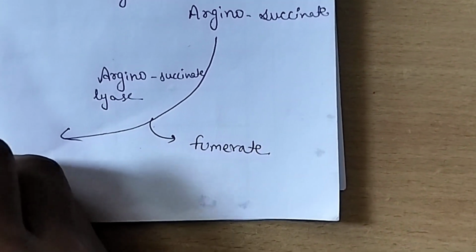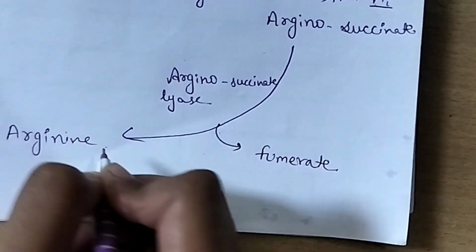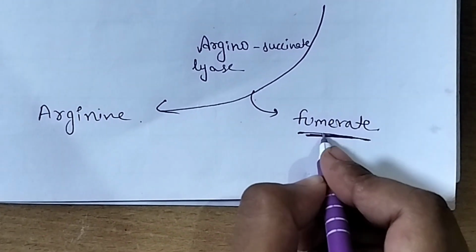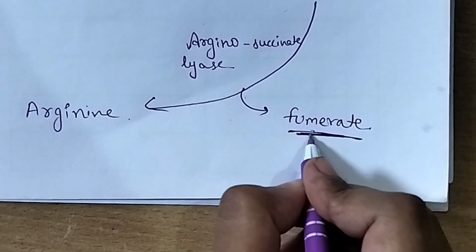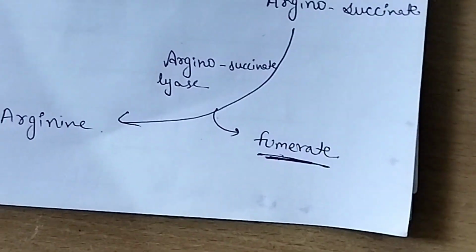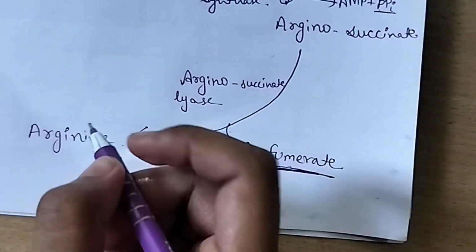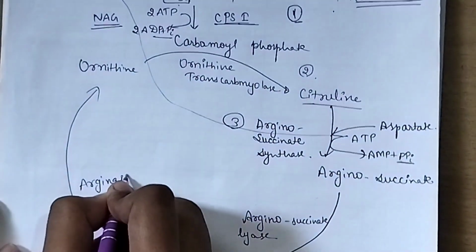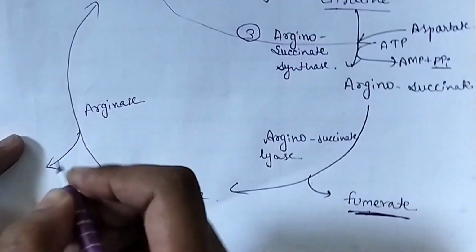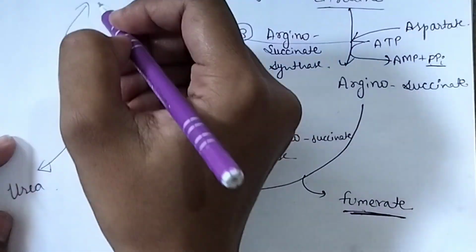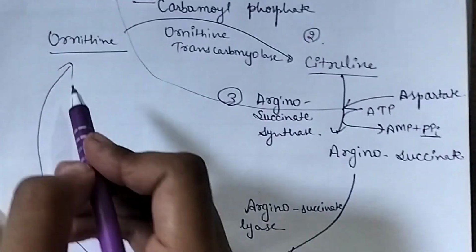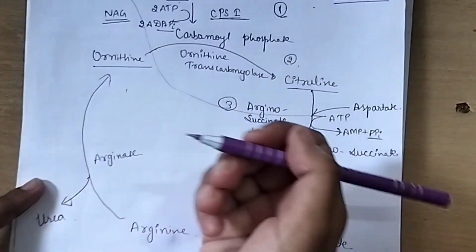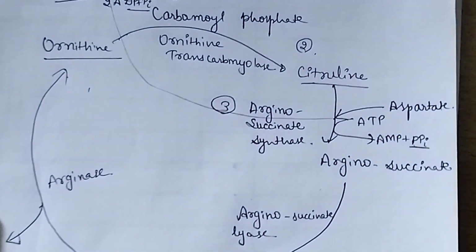and arginine. The arginine is known as the immediate precursor of urea, and the fumarate can be used as the connecting link for the TCA cycle. This arginine, in the presence of the arginase enzyme, is cleaved into urea, and again ornithine is regenerated. Now this ornithine is regenerated in the cytosol. It has to be transported to the mitochondria for further continuation of the urea cycle.